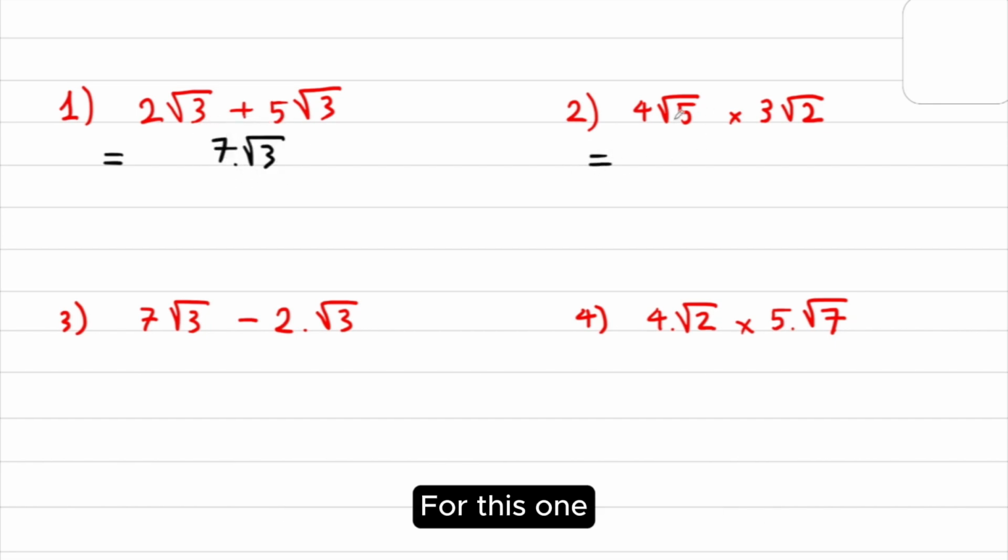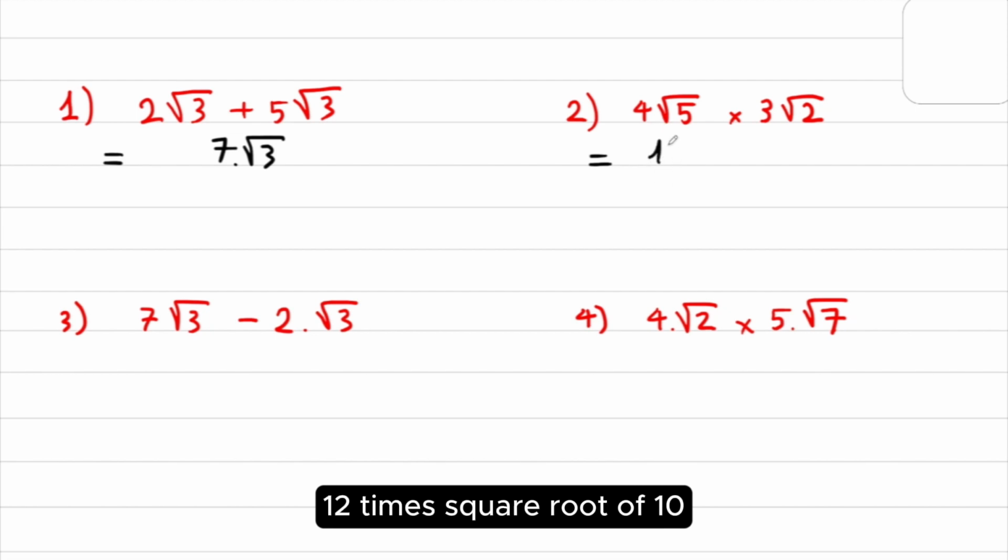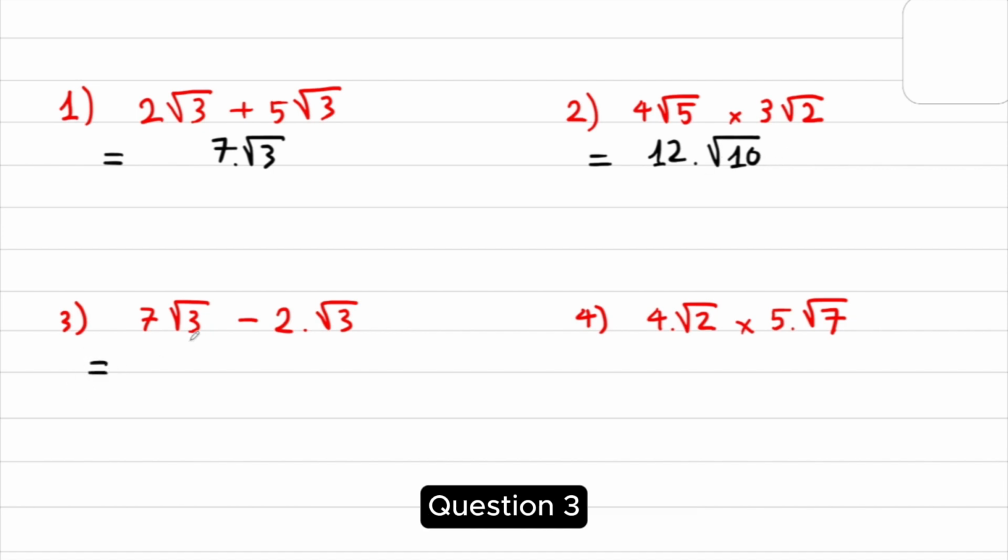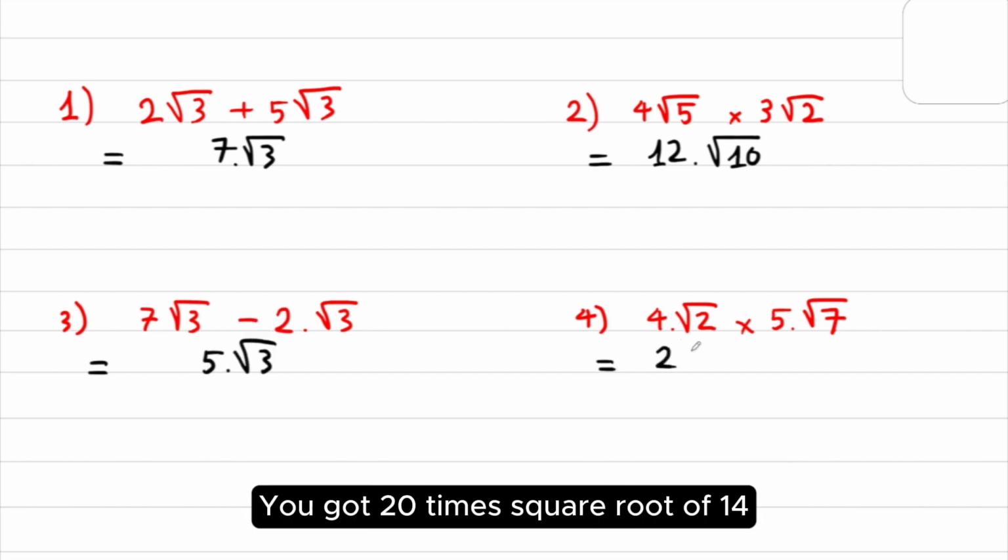For this one, very quickly, I can write out 12 times square root of 10. Question 3, yes, this is 5 square root 3. Question 4, you get 20 times square root of 40.